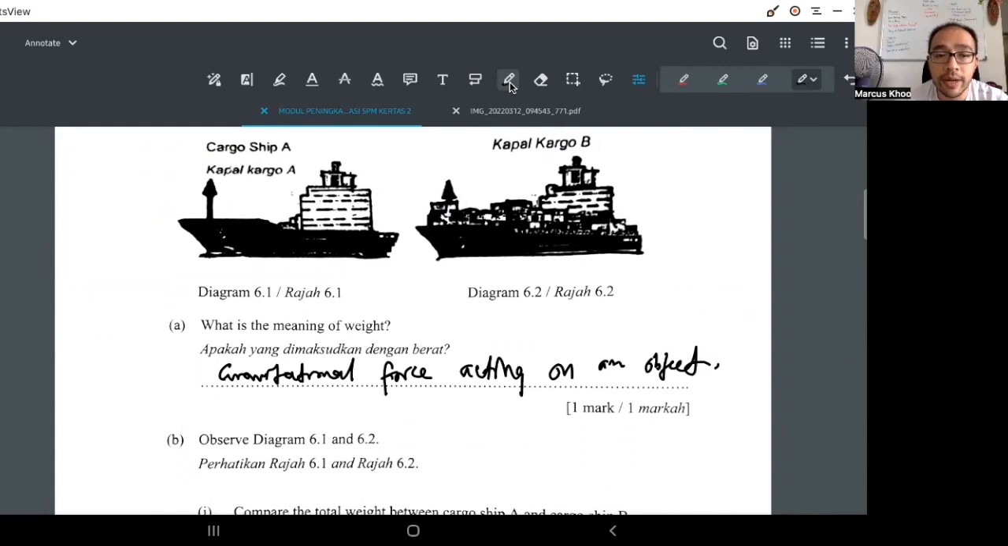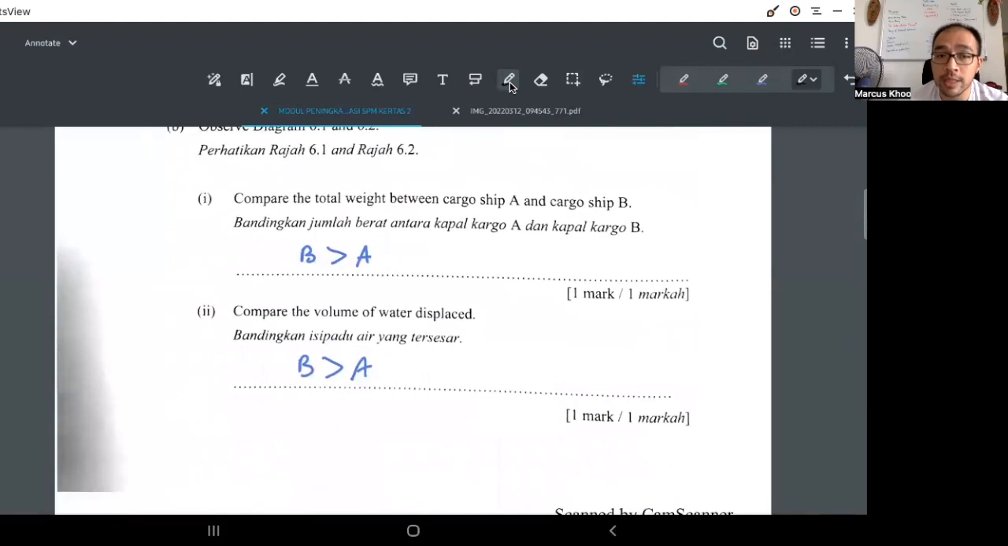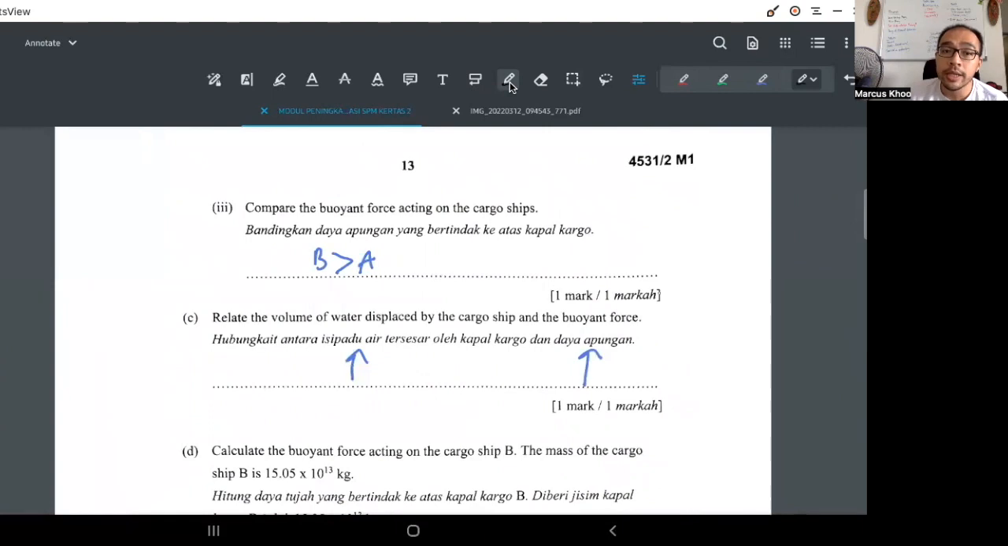Right, observe the diagram 6.1, 6.2. I'm going to give this answer straight away because everything is there. Total weight of A, so B will be more than A. The volume of water displaced, of course, B will be more than A because there is more of B in the water. So obviously the volume of water yang kena tolak ke tepi will be more lah. Okay, the buoyant force B will be more than A.